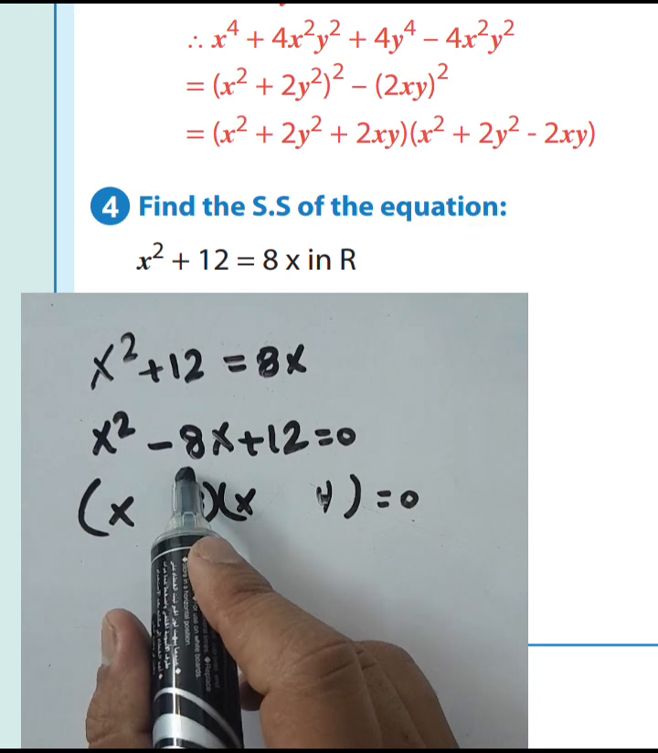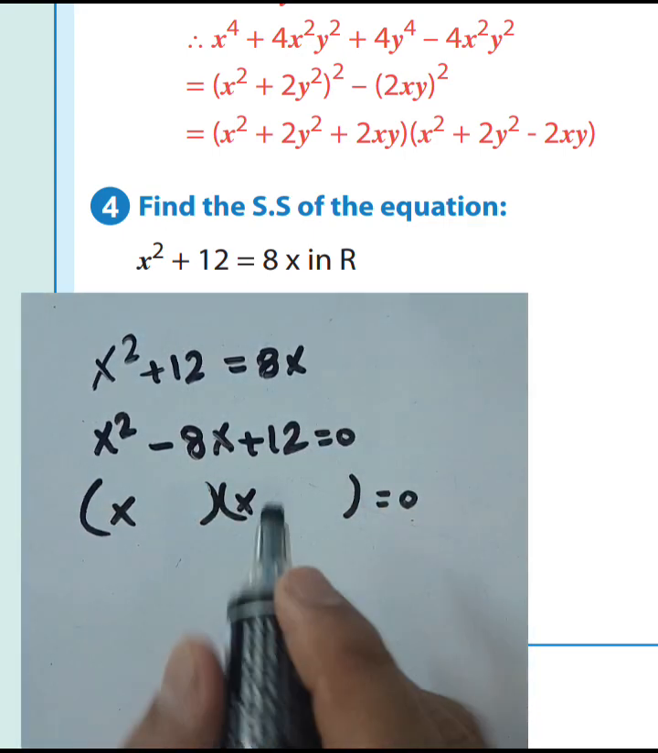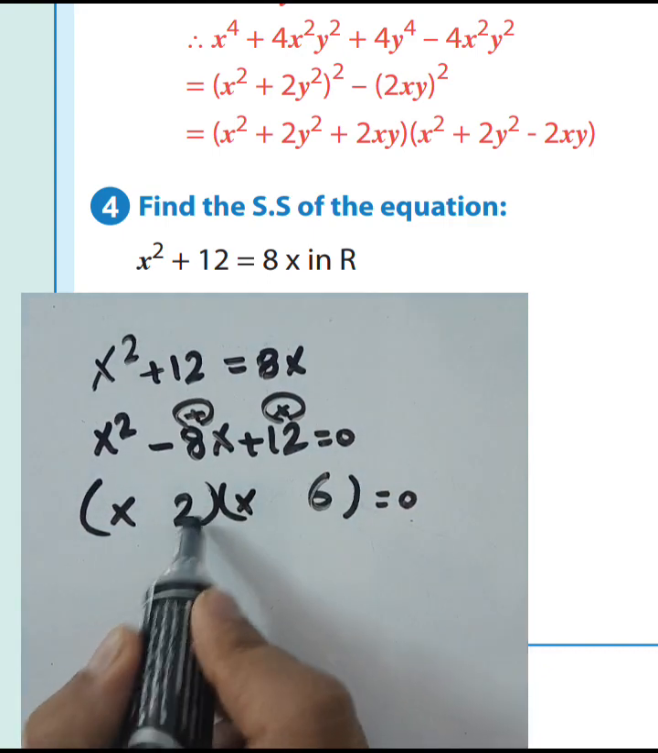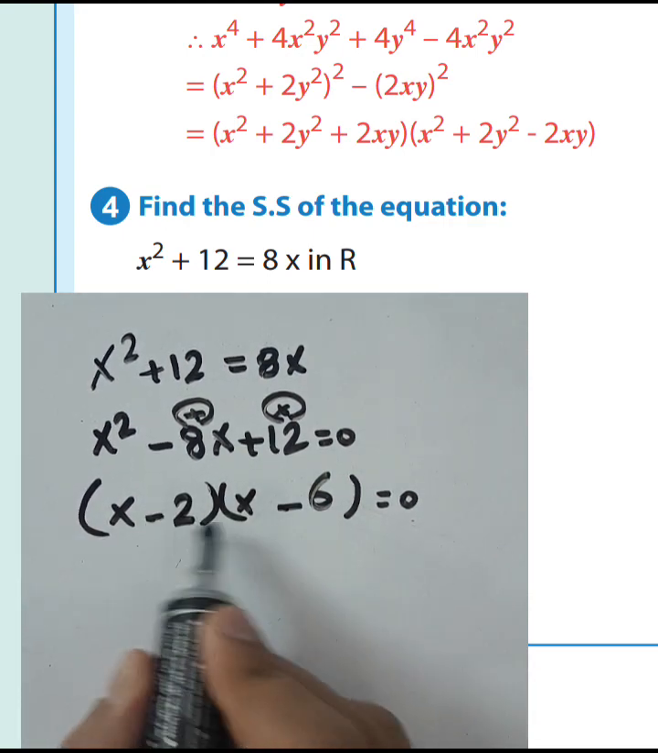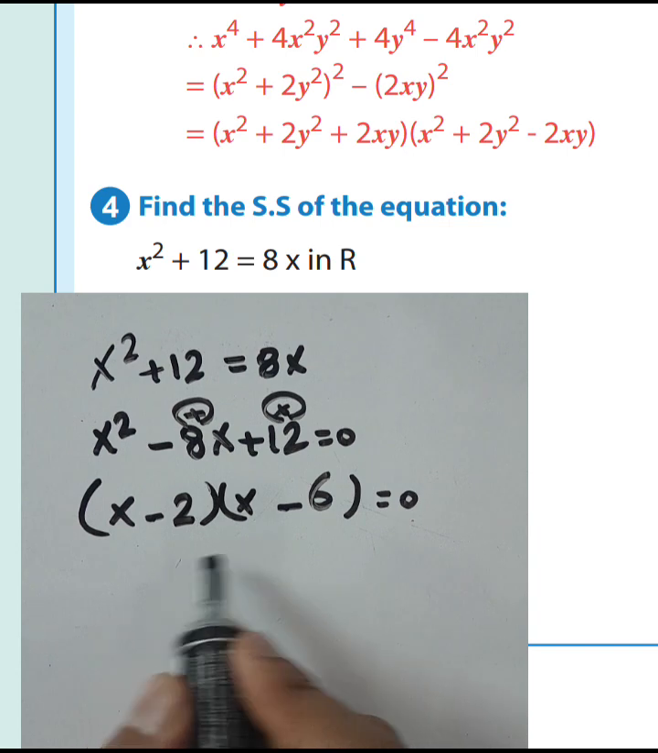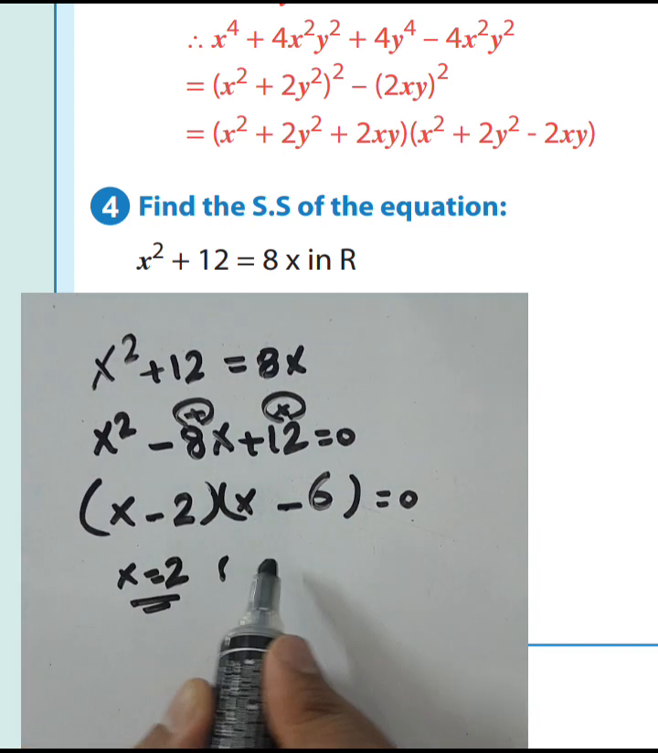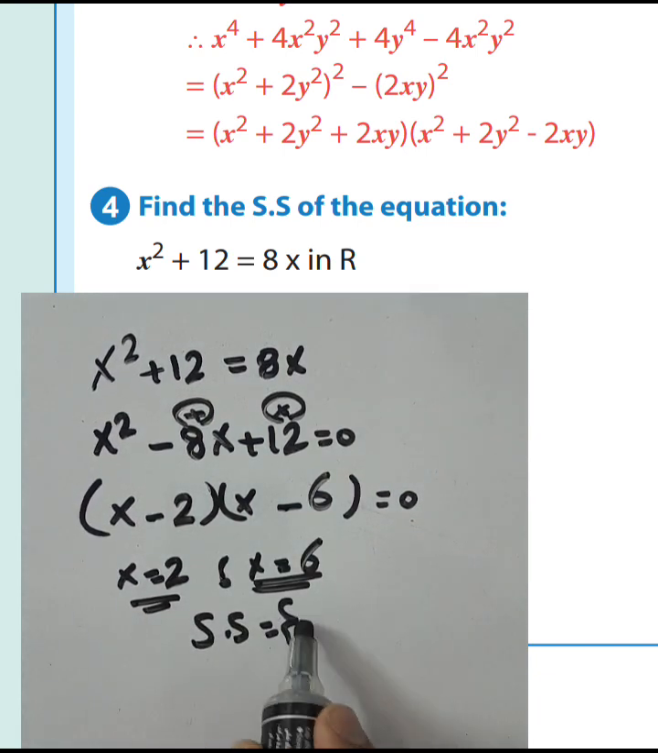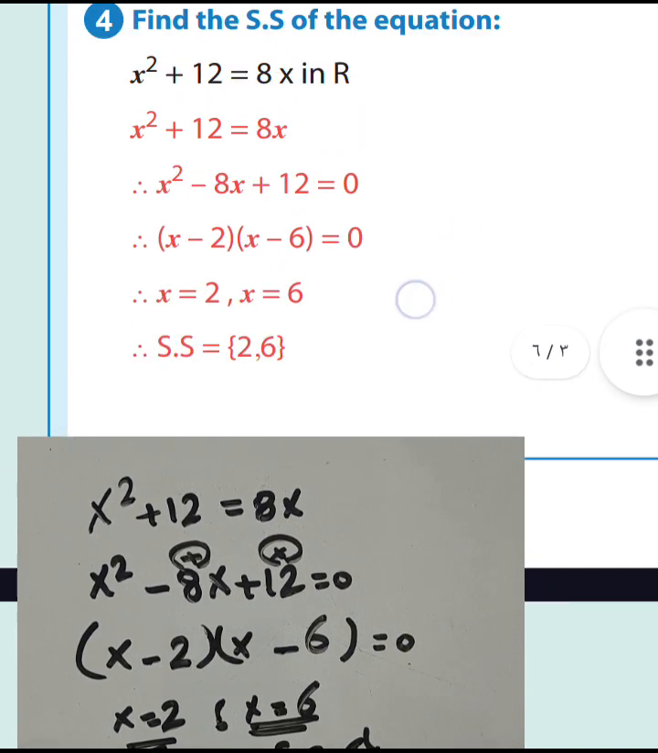And the sum of them equals 8? No. We want two numbers, the product of them equals 12 and the sum of them equals 8. We have 6 and 2. 2 times 6 equals 12 and the sum of them equals 8. We have negative, product by negative equals positive. Then x minus 2 equals 0, then the value of x equals 2, or x minus 6 equals 0, then the value of x equals 6. Then the solution set here will be 2 and 6. Okay, that is the solution set of this example.